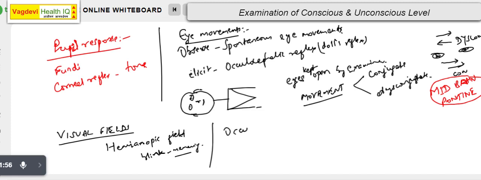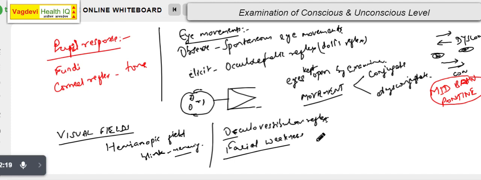Then there is something called the oculovestibular reflex. Again, we will study all these things when we come to the particular disease. I'm just telling you how beautiful this system is, that you can find out a lot of things even when the patient is not cooperating. Obviously we can also find out about facial weakness.